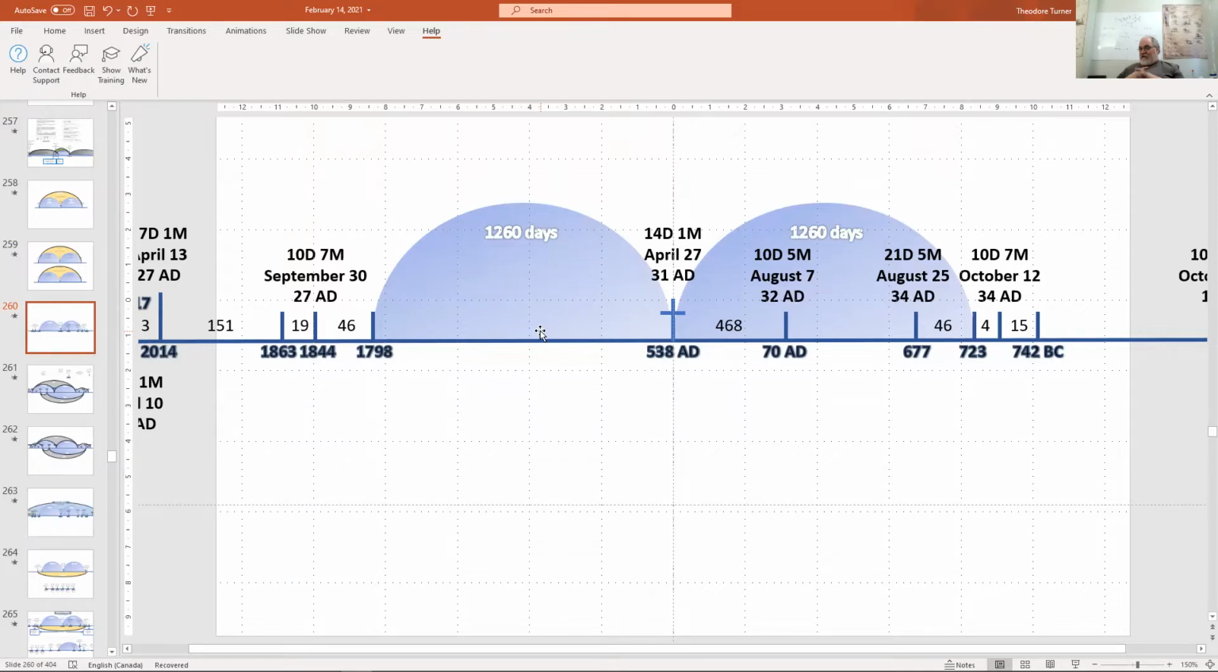I can't remember. Because what I had done is I'd taken the 10th day of the 7th month and found that it was September 30th, 27 AD. And when I counted the number of days, I wasn't really thinking about whether I was counting forward or backwards. But when I counted the number of days from the crucifixion back to when Jesus would be baptized, it was 46 days short. And so what did that tell me?